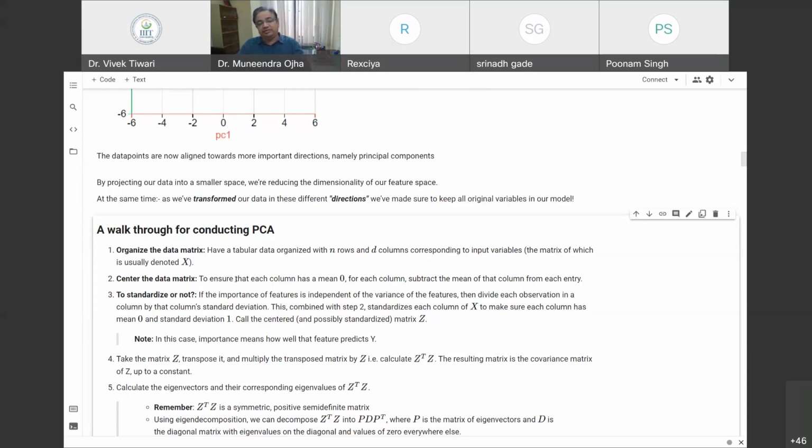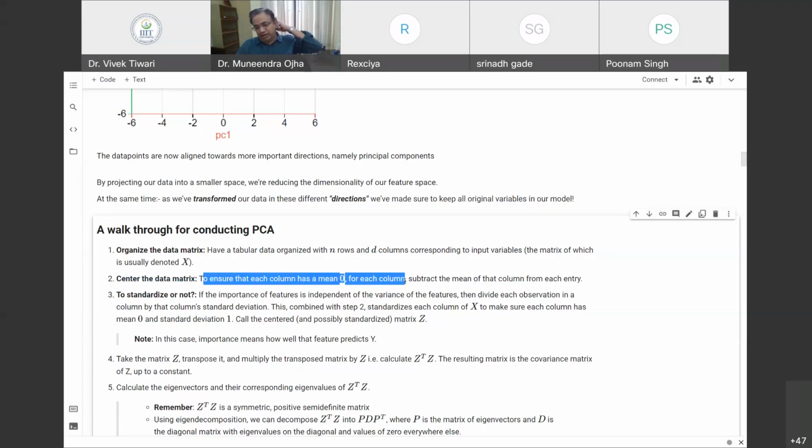When we center the data matrix, what do we mean? To ensure that each column has a mean of 0. And how do we do that? We subtract the mean of that column from each entry. So we are trying to center the data matrix. I'm not centering the whole matrix as one center. I'm centering every column. So for every column, we find out the mean value, and then we subtract the mean value from each data point.